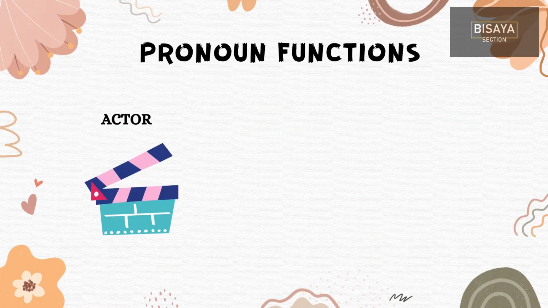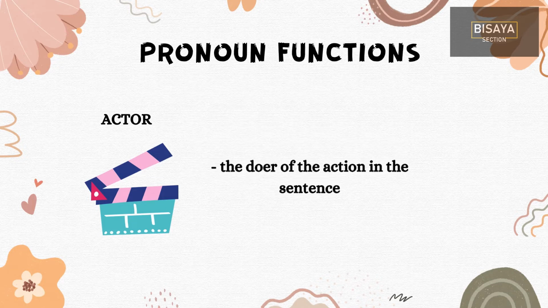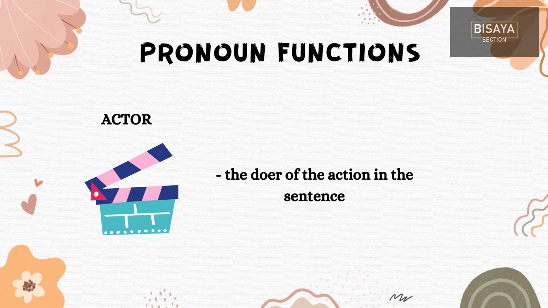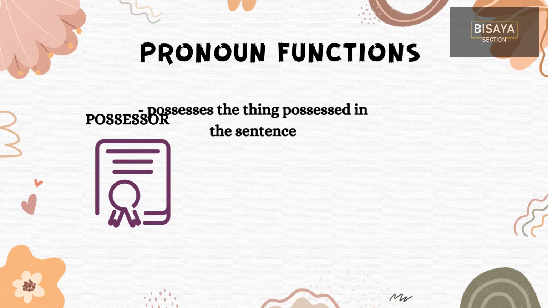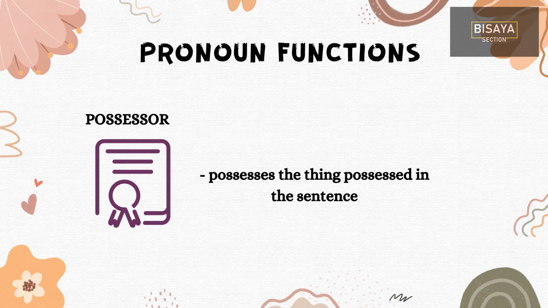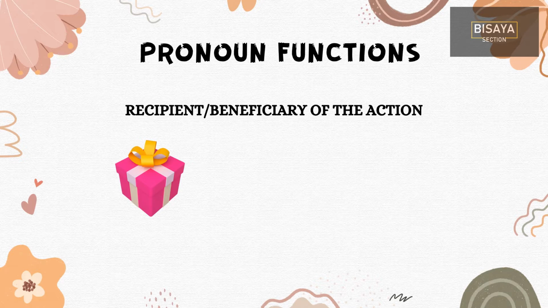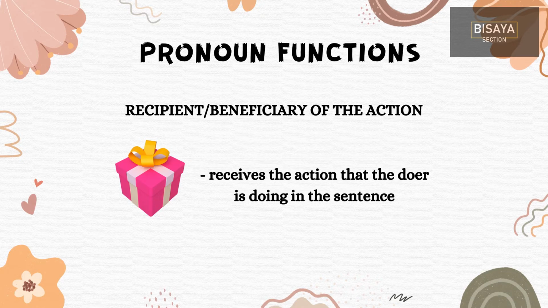First up, as an actor, what does the pronoun do? The actor is the doer of the action in the sentence. We will see sample sentences later. As a possessor, how does the pronoun function? The pronoun this time possesses the thing possessed in the sentence. Next, the third function of a Cebuano pronoun is being the recipient or beneficiary of the action, where it receives the action that the doer is doing in the sentence. Sample sentences will follow in the next slides.